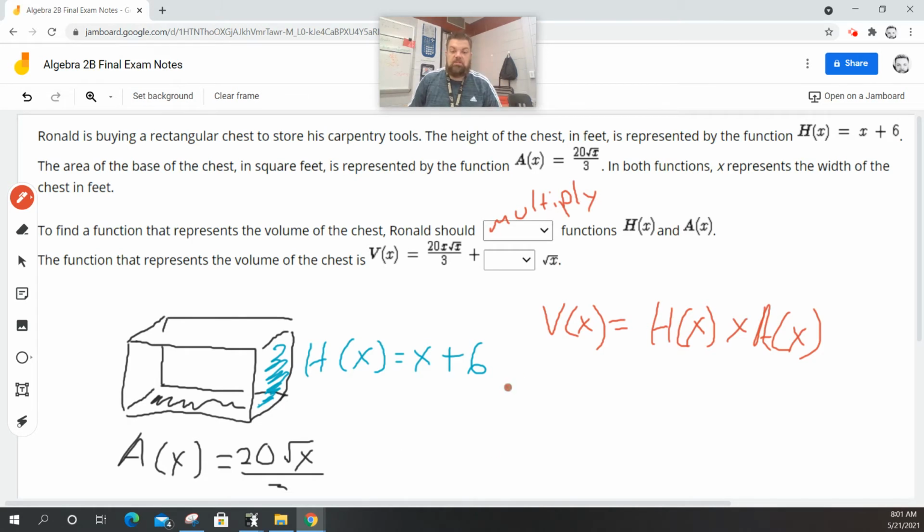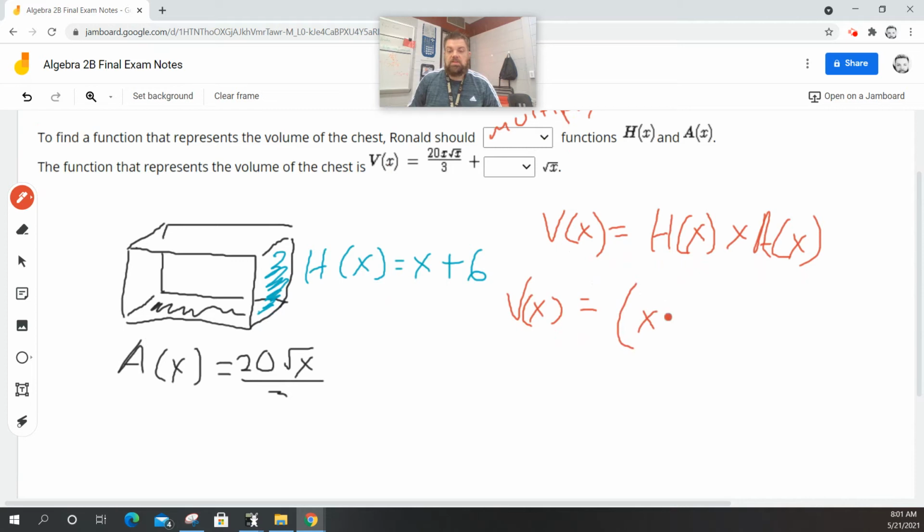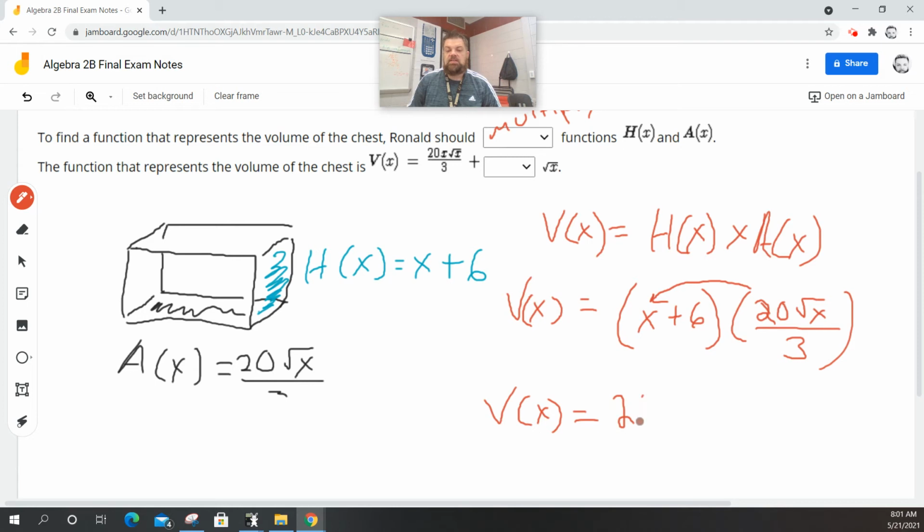So now let's actually do that. So the volume of this is the height, which is equal to x plus 6 times 20 root x all over 3. So when you distribute that through, the volume of this is equal to 20 root x over 3 times x is just 20 x square root x over 3.